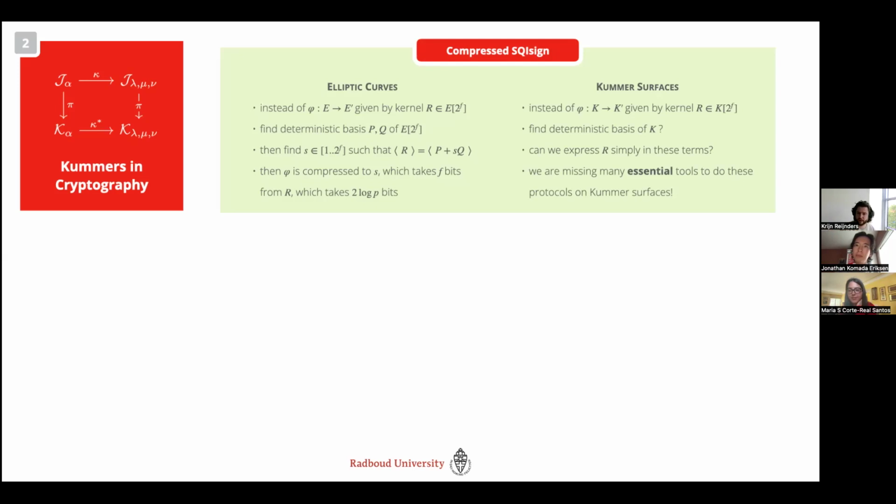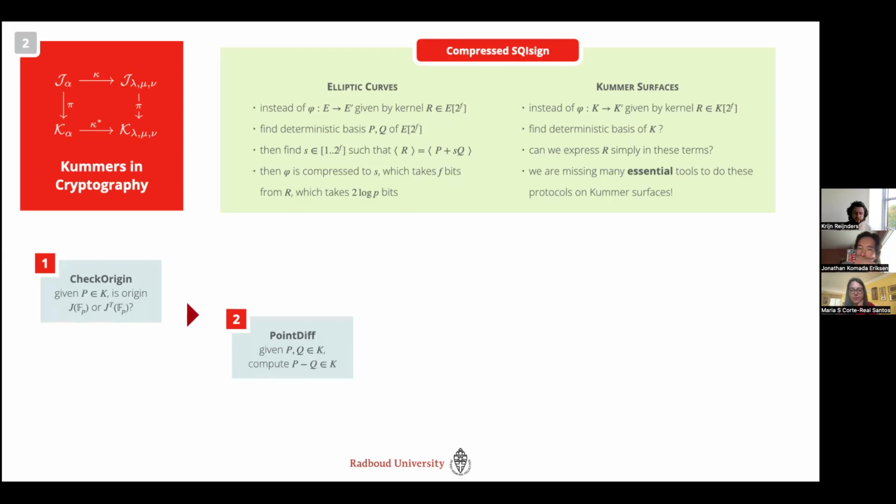But now, can we still find a deterministic basis of the two torsion of K? And can we then express R simply in terms of these points? And here we are missing some essential tools, really, to do these kinds of protocols on Kummer surfaces. So for one, you kind of want to check if you have a point on the Kummer surface, is it coming from the Jacobian above it or from its twist? Because these have the same Kummer surface, but it wasn't really efficient to check the origin here, which is going to be a problem, because if we sample random points on the Kummer and we want to express this point R, we need to know if this point R was actually from the Jacobian or the twist, and also if these points that we're going to express it in are from the Jacobian or the twist.